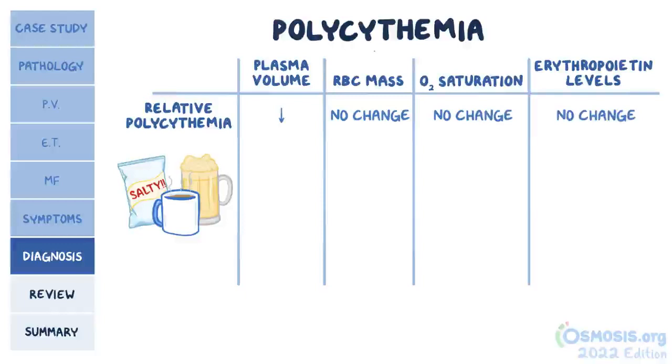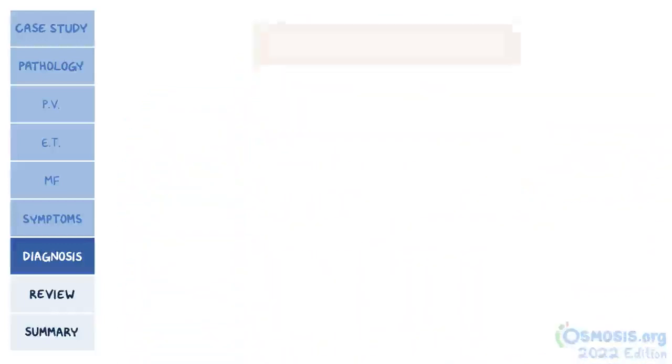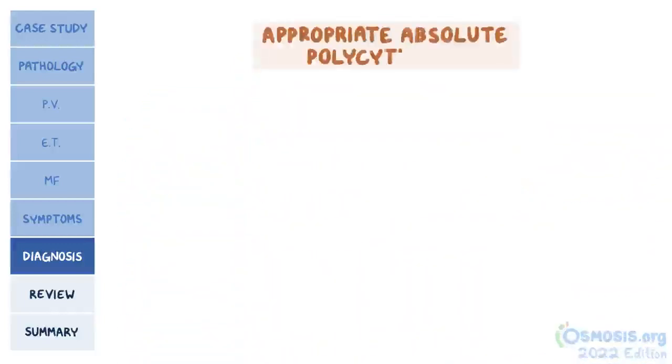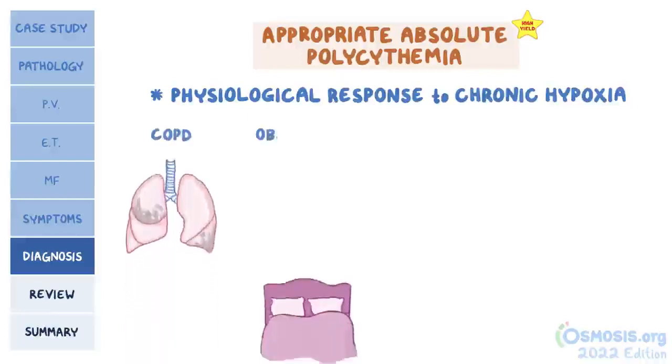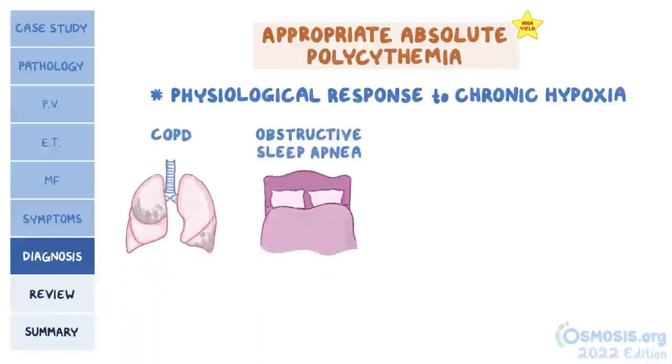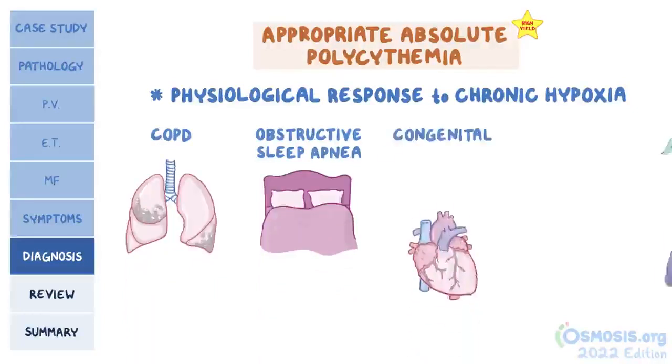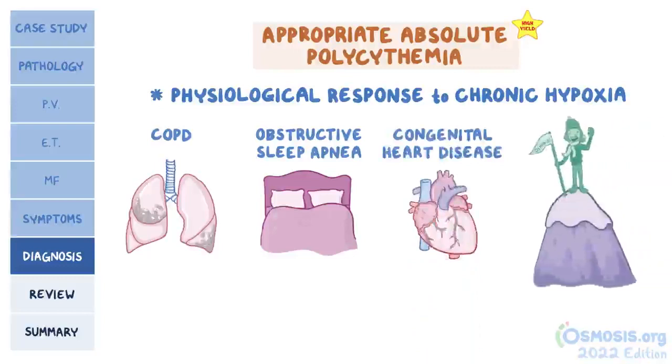Now, a key concept that's frequently tested on the exams is appropriate absolute polycythemia, which is the physiological response to any cause of chronic hypoxia. That includes chronic obstructive pulmonary disease, or COPD, obstructive sleep apnea, which is characterized by recurrent episodes of asphyxia during sleep, congenital heart disease, or even hiking up a mountain.